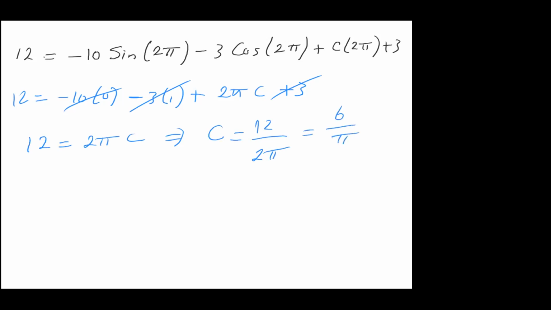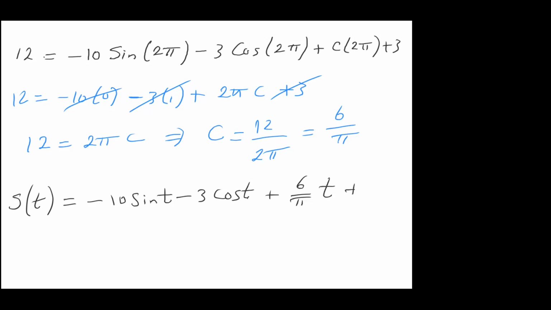Okay, so for my final step, I can claim that position as a function of time equals minus 10 sine of t minus 3 cosine of t plus 6 over pi t, and the value of d was 3. So, minus 10 times sine of t minus 3 cosine of t plus 6 over pi t plus 3.